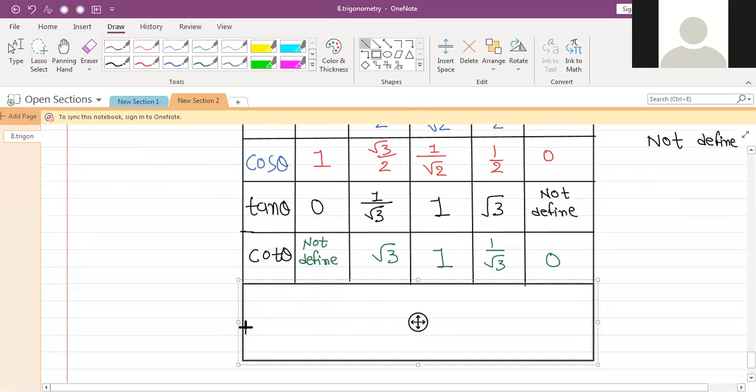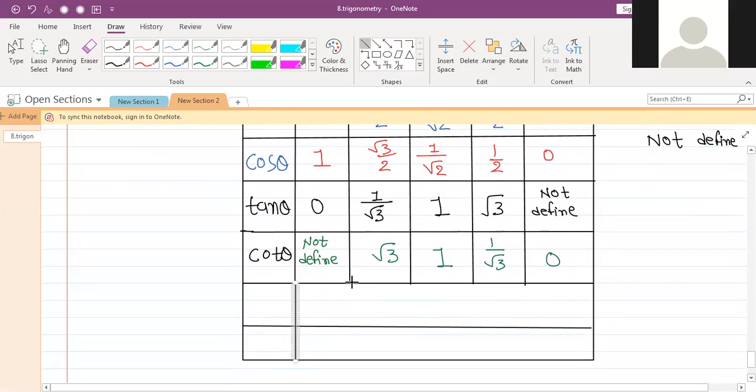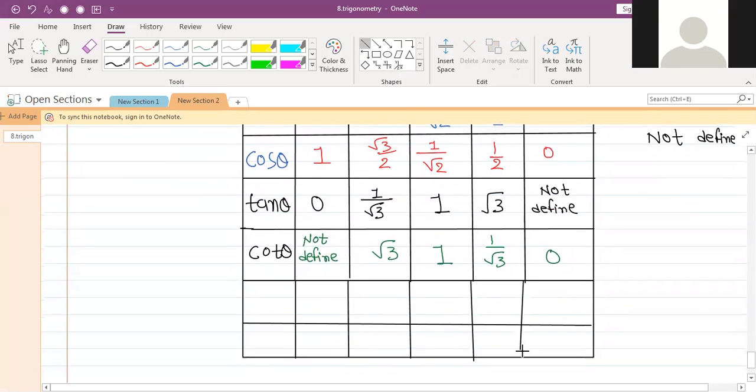So here we can easily find the value of sec theta and cosec theta using sine and cos theta, because we know that cosec theta is the reciprocal of sine theta, and sec theta is the reciprocal of cos theta. So if we find the value of sec theta and cosec theta, first we can take sec theta.